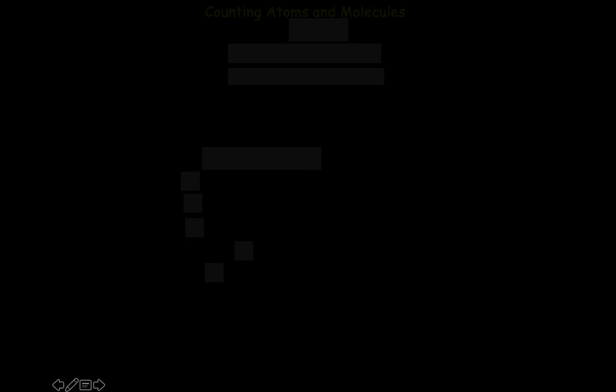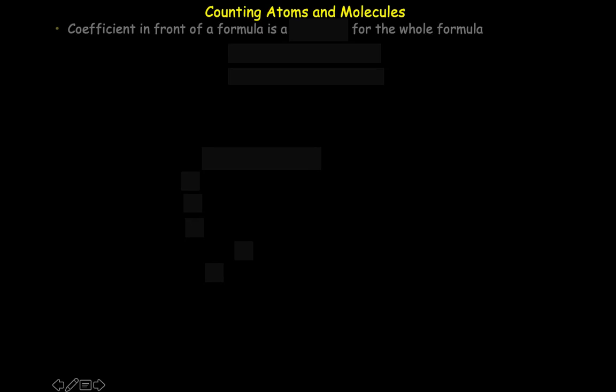So the next one. What we want to do here, when you count atoms and molecules, is know what the numbers mean. If you ever see a coefficient in front of a formula, that's going to be a multiplier for the entire formula.